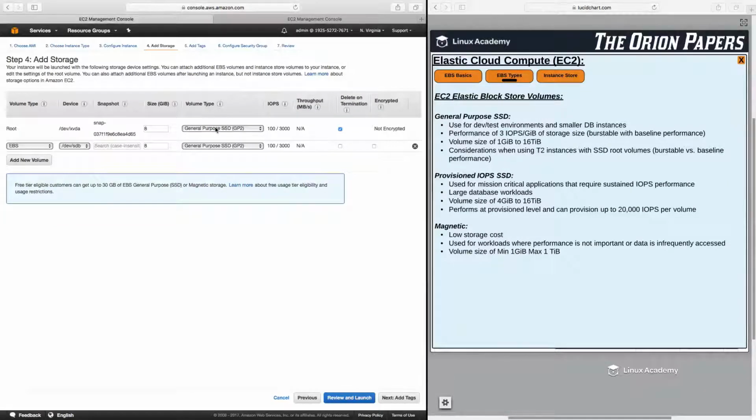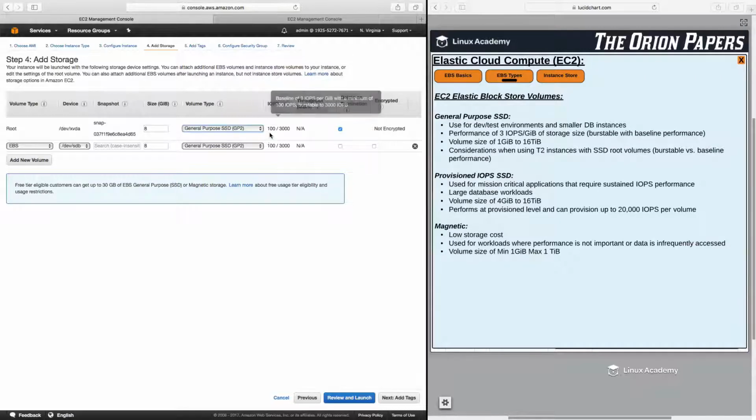If I select on volume type here, you're going to see for the root that there is general purpose SSD, provisioned IOPS SSD, and magnetic, and you see them all listed here. So let's talk about what each one of these are. General purpose SSD is best used for dev or test environments and smaller database instances. They have a performance of 3 IOPS per gigabyte of storage size with burstable and baseline performance.